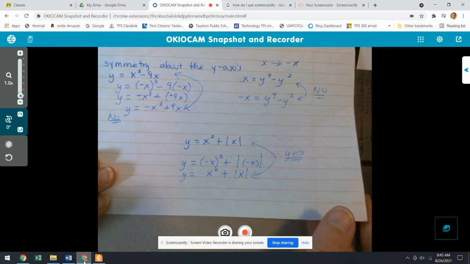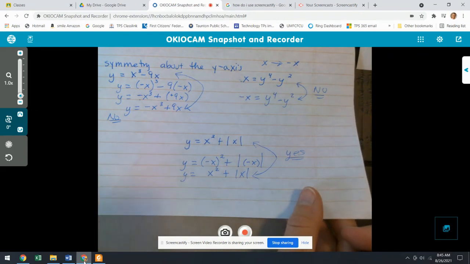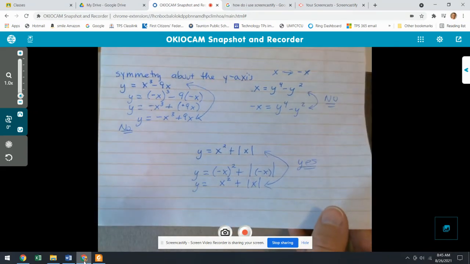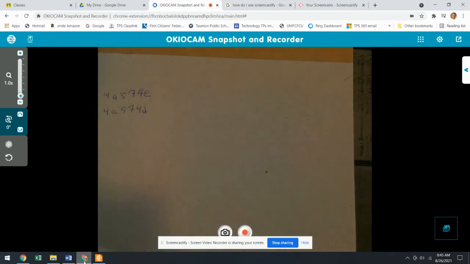Okay. And then our final test on symmetry will be about the origin. We're going to stick with these same 3 equations.